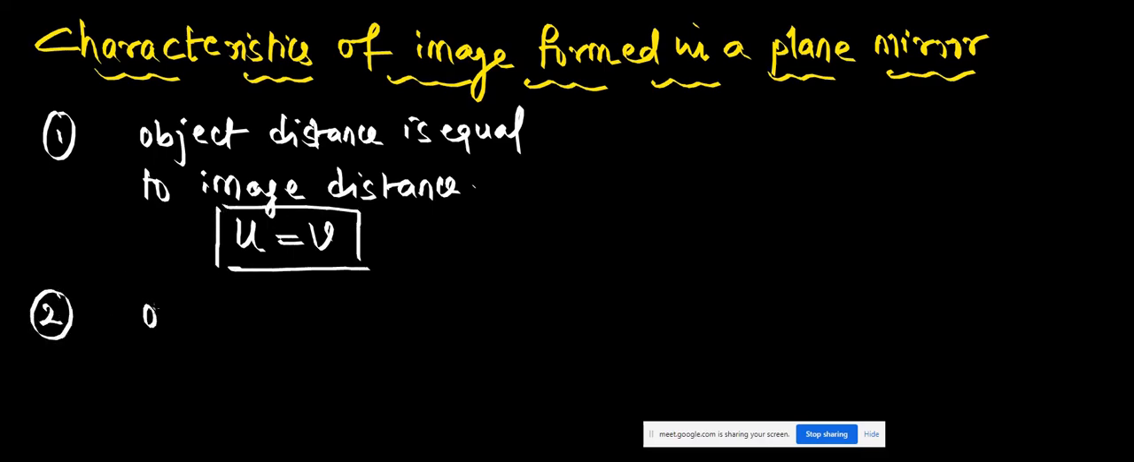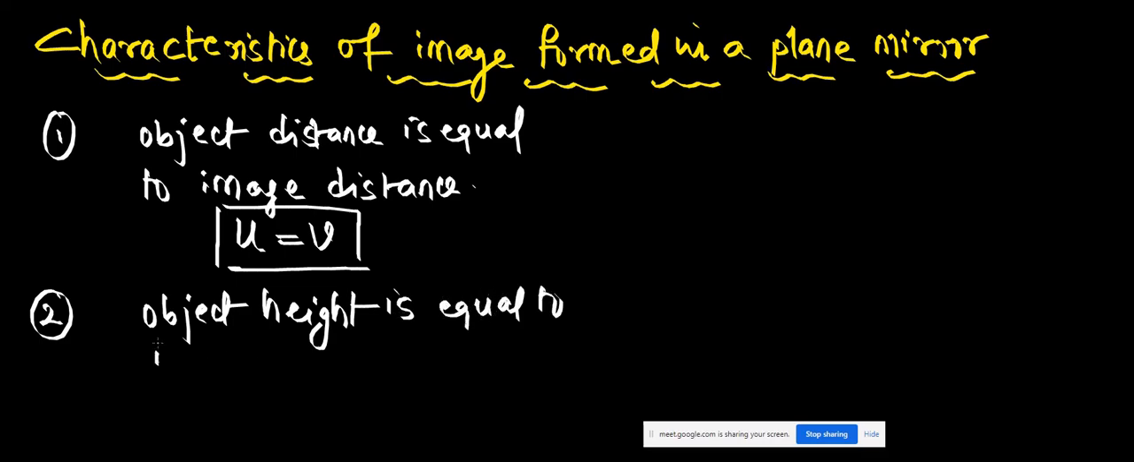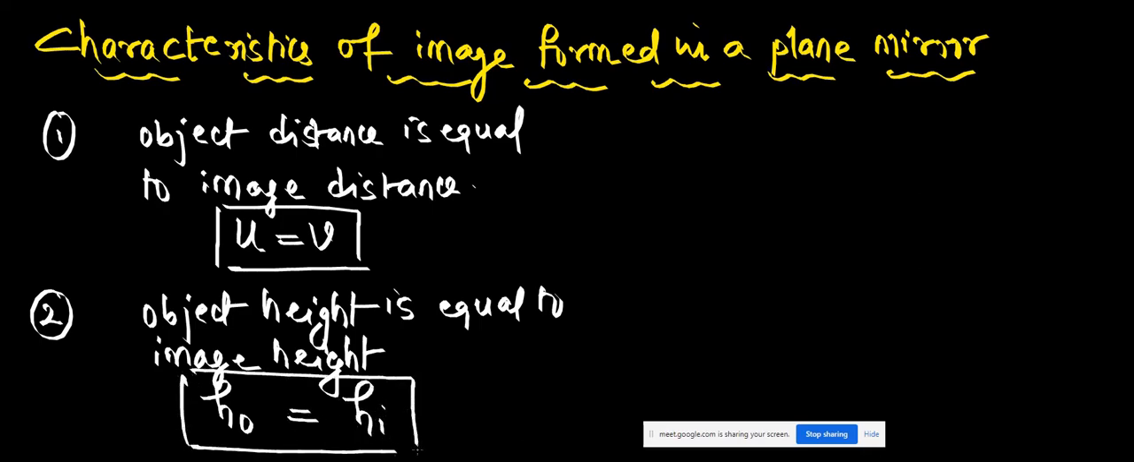And second thing, object height is equal to what? Image height. Suppose you stand in front of the plane mirror, how much height is there for you really? The same height will be shown even in the mirror. So height of the object HO, height of the image HI. HO will be equal to HI. And third important point, how is the image?